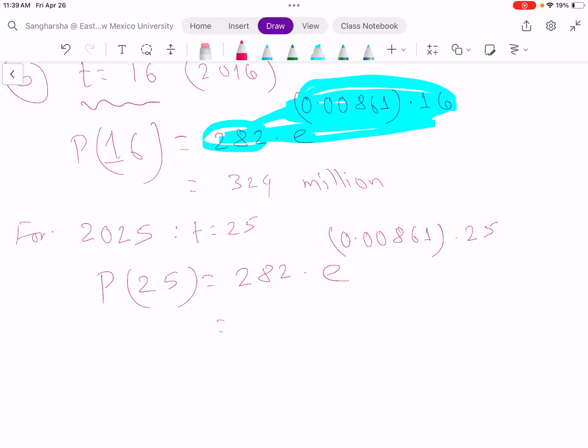Yes, 350 million. How much? 350? Okay, we have 350 million. So in the year 2025, the population of the US would be 350 million.